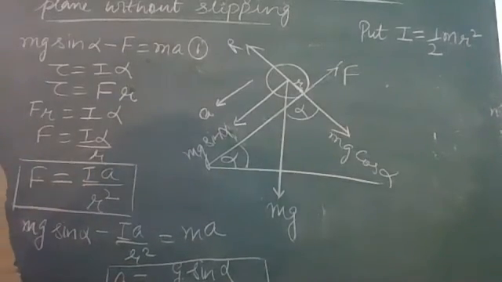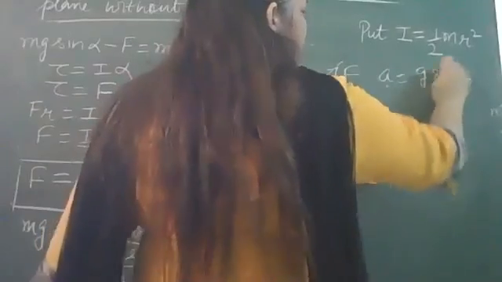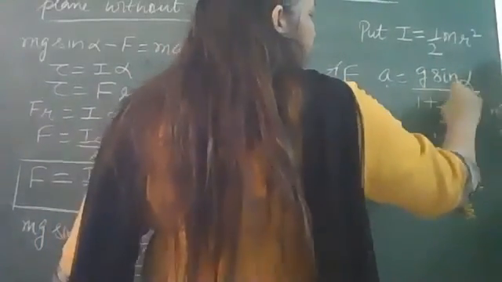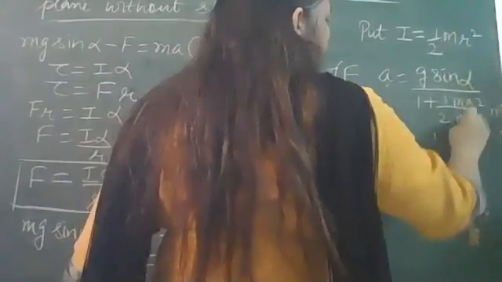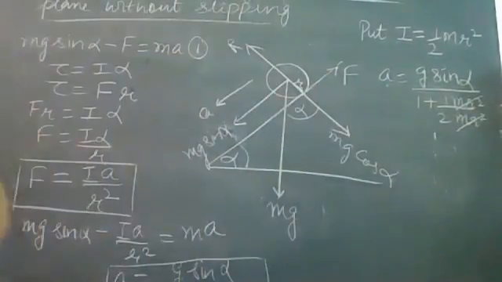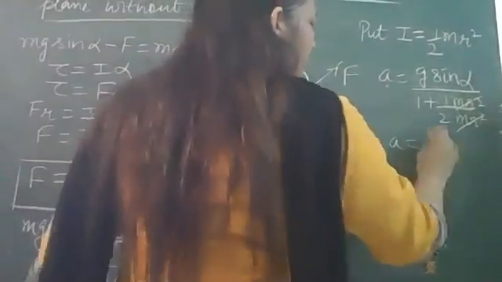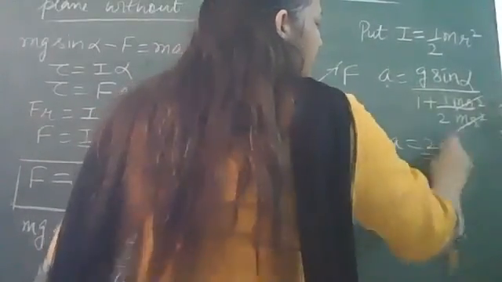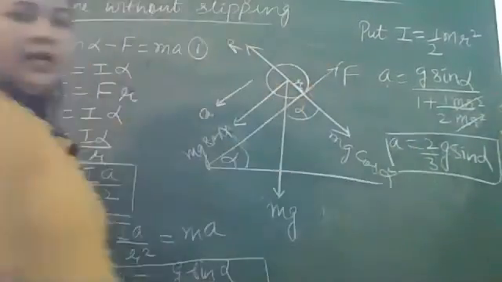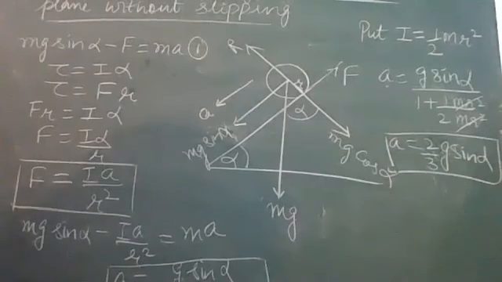So let us first find a. A will be g sin alpha over 1 plus half mr square over mr square. mr square will get cancelled. We get 1 plus 1 by 2, that is 3 by 2. It goes up and becomes 2 by 3. So a is 2 by 3 g sin alpha. We get for the cylinder acceleration 2 by 3 g sin alpha.